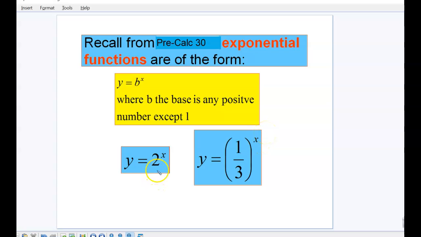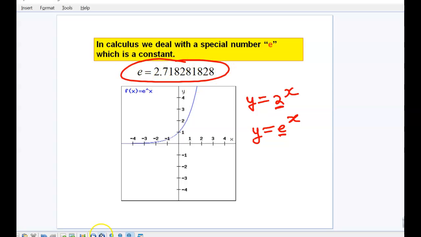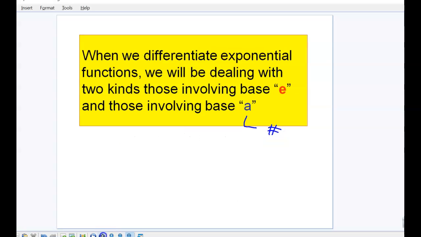Now, if we have our base bigger than 1, like this example here, y equals 2 to the x, remember our graph went up like this. And if it's a fraction, our graph was a decreasing exponential function. In calculus, we deal with a special number e, and e is a constant. If we look at the function y equals 2 to the x and y equals e to the x, e would just rise a little quicker because its base is bigger than the base of 2. So this number e is a constant. Again, we're going to use it a fair bit throughout this course.